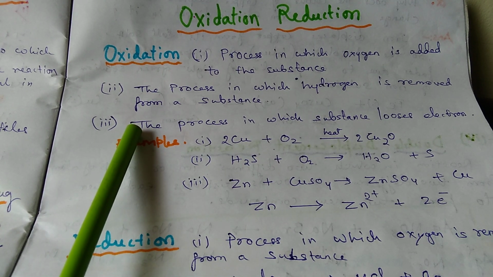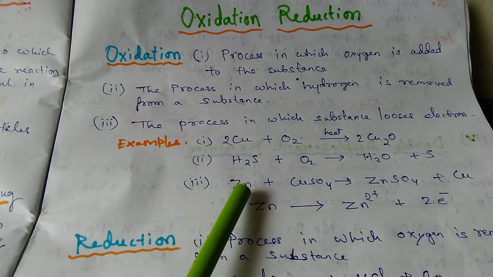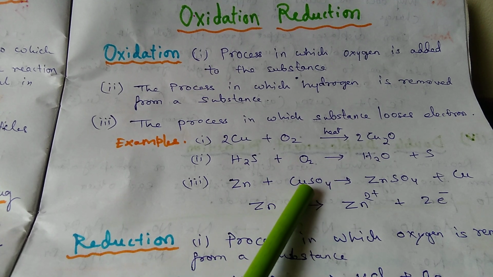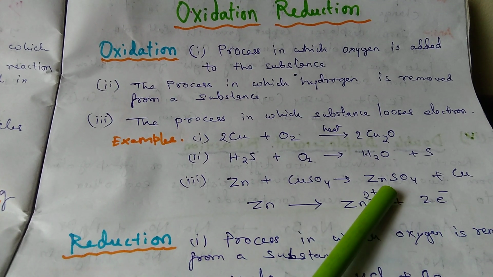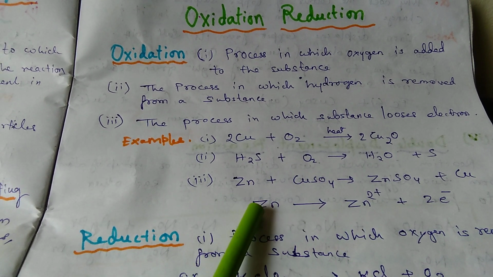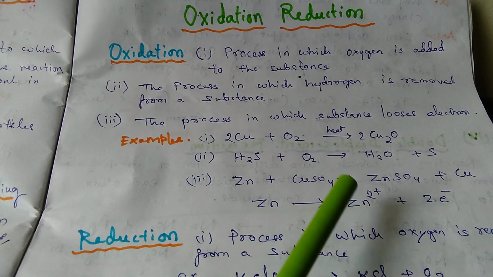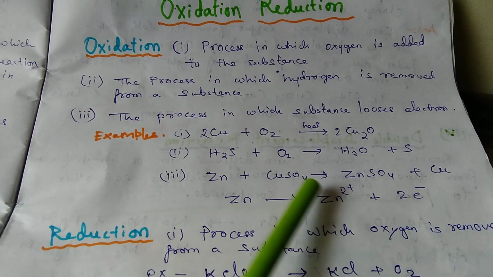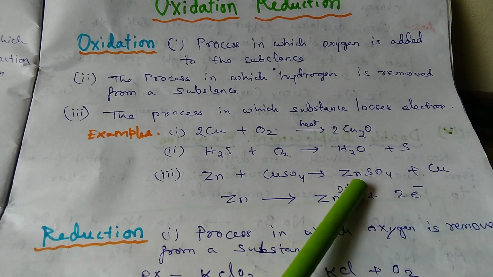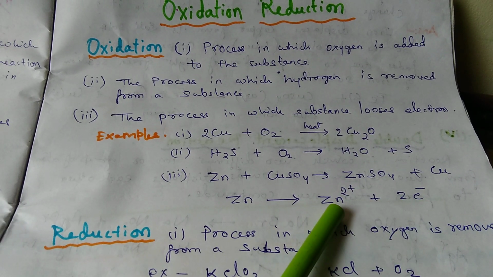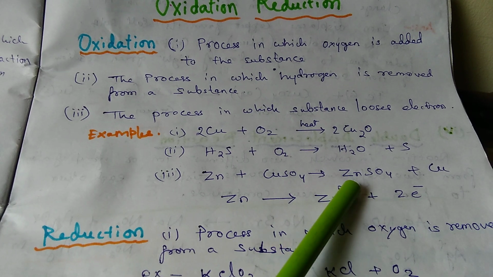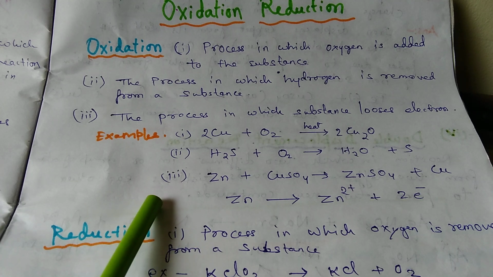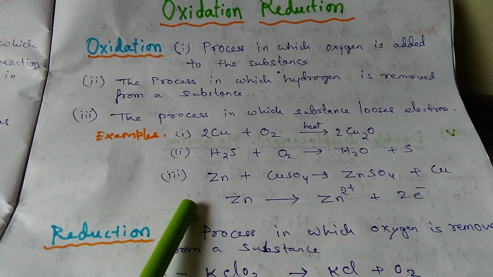Third case, the process in which a substance loses electron. For example, when zinc reacts with copper sulfate, zinc displaces copper and forms a new salt, zinc sulfate. Here, zinc is losing 2 electrons to form zinc 2 plus ion, Zn2+, in zinc sulfate. So, on losing 2 electrons, this process is known as oxidation reaction.